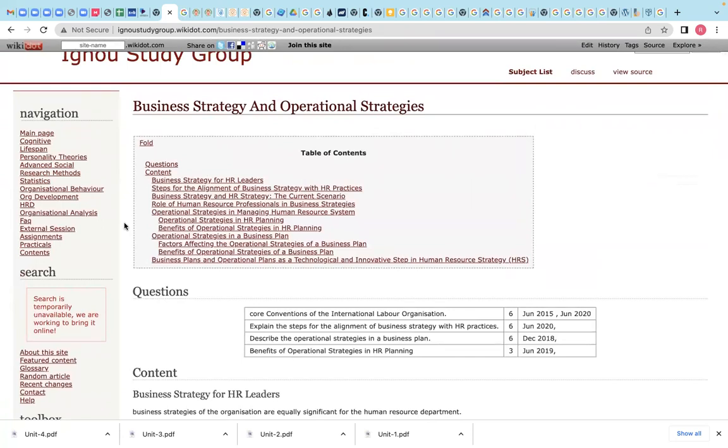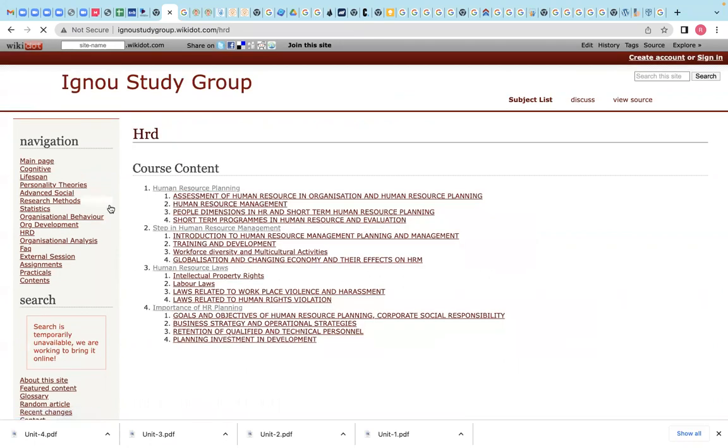So business strategies and operational plans have helped in evolving more user-friendly formats of HR policies and processes, right? So this is about unit 2 of block 4, HRD.